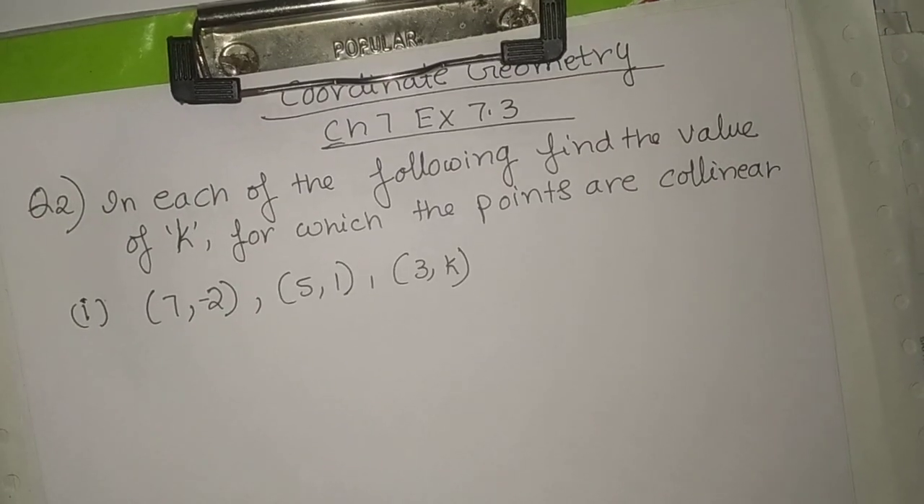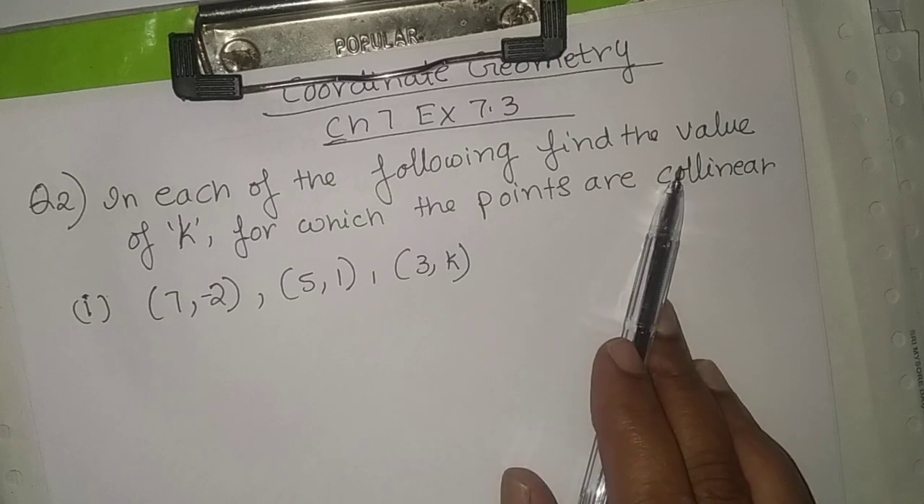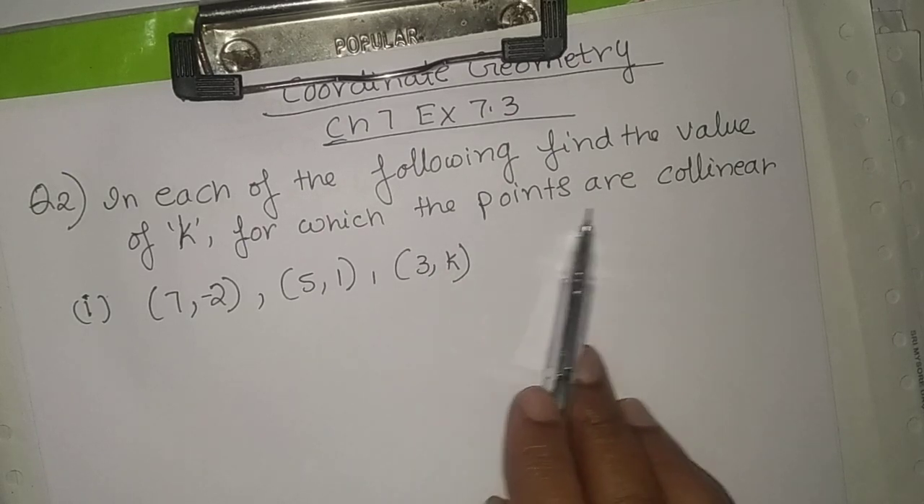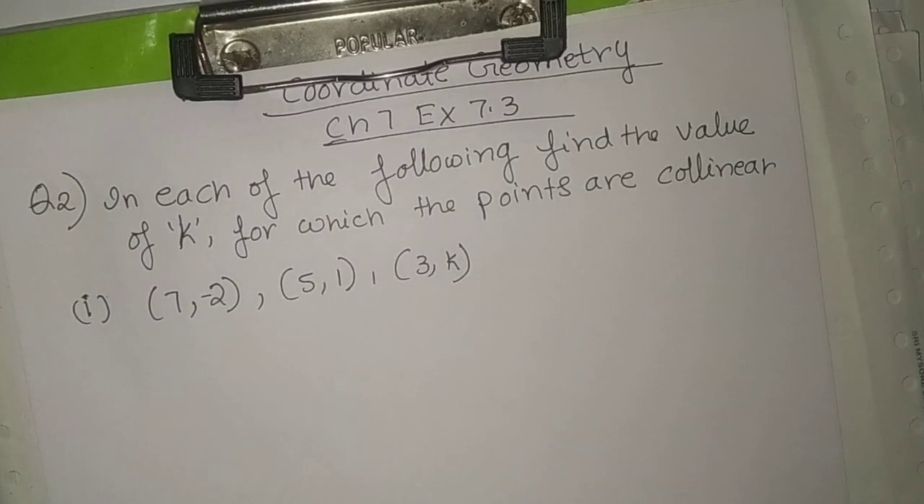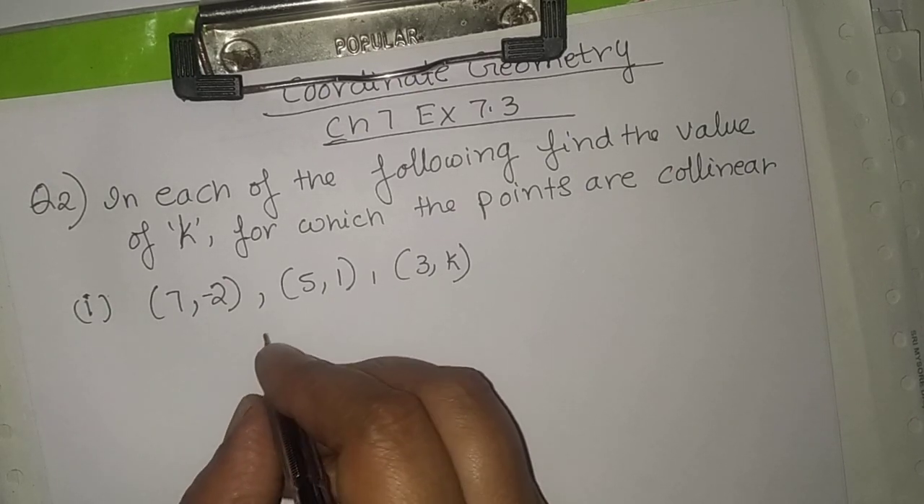The second problem is: in each of the following, find the value of k for which the points are collinear. So here we have to find the value of k in each case. So what are the coordinates given?